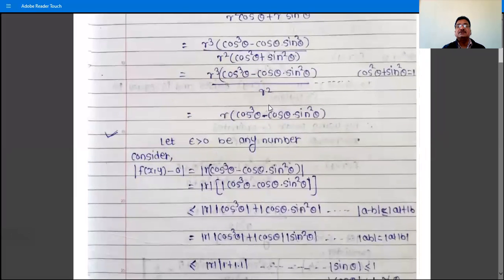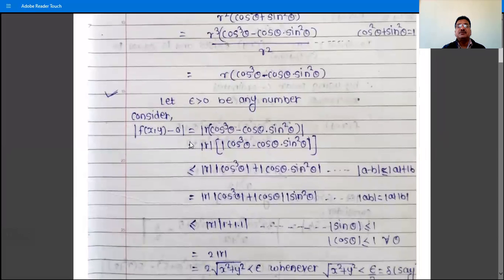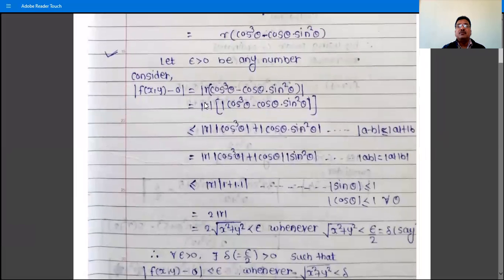So this is the simplification. Then |f(x,y) − 0| is what? Mod of this quantity, then mod of the first and mod of the second quantity separately. And again |a − b| is less than or equal to |a| + |b|. Don't write that |a − b| is less than or equal to |a| − |b|. |a − b| is less than or equal to |a| + |b|.